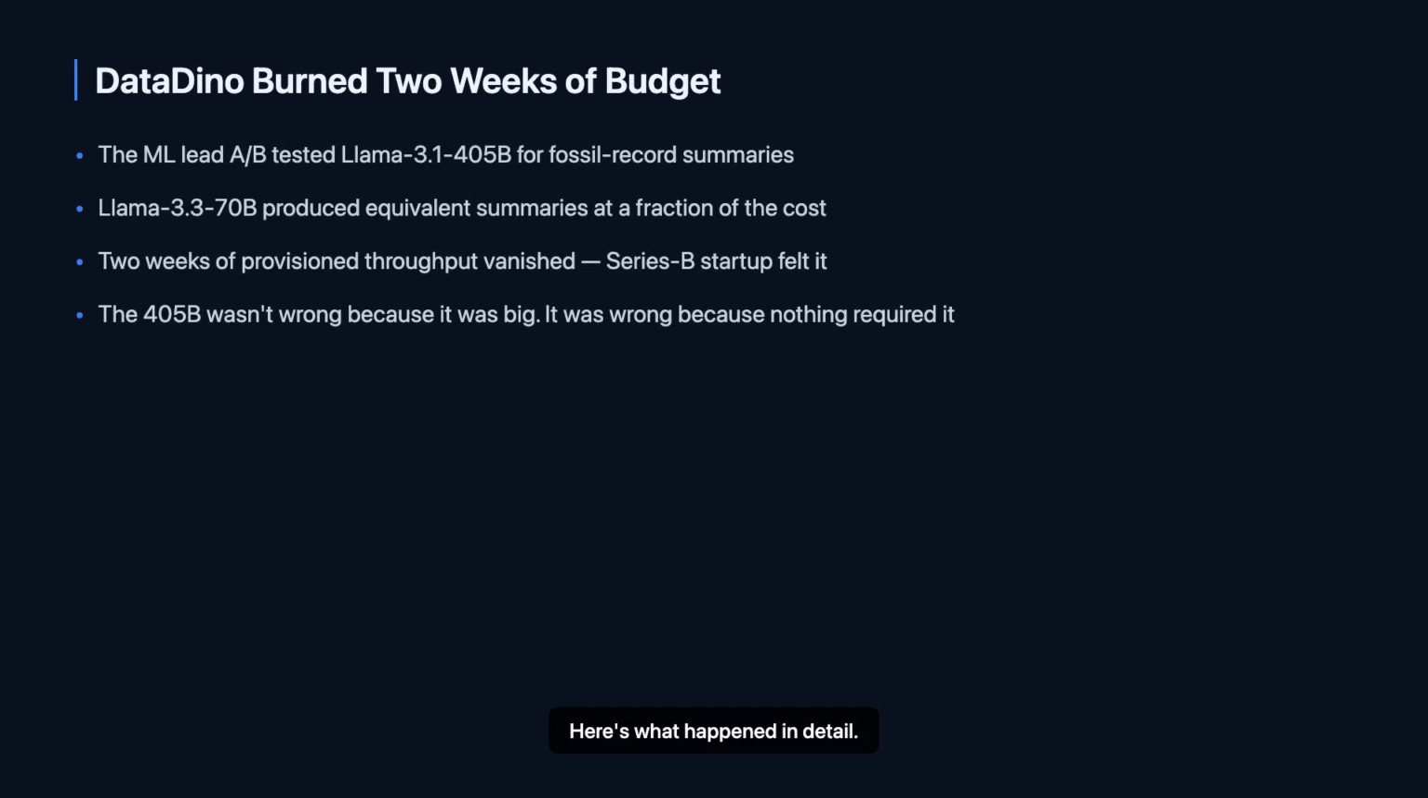Here's what happened in detail. DataDino's machine learning lead spent 2 weeks A/B testing Llama 3.1 405B on a fossil record summarization job. The summaries were good. The problem? Llama 3.3 70B produced summaries that were just as good, at a fraction of the cost. 2 weeks of provisioned throughput budget vanished into that experiment, and for a Series B startup, that money matters.